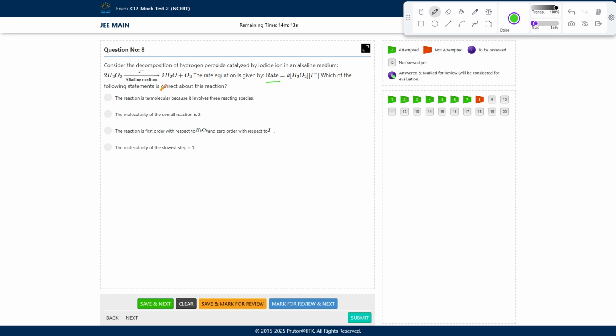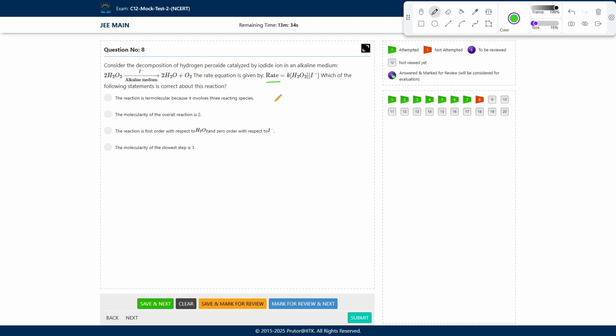So if we see one by one, the first option is saying that the reaction is termolecular. Termolecular means the molecularity of this reaction is 3. Why? Because it involves 3 reacting species. Okay, so if you see, we have 2 molecules of H2O2 reacting and converting to 2H2O plus O2. In any case, it is not possible that 3 reactants react with each other forming our products, right? So molecularity cannot be 3.